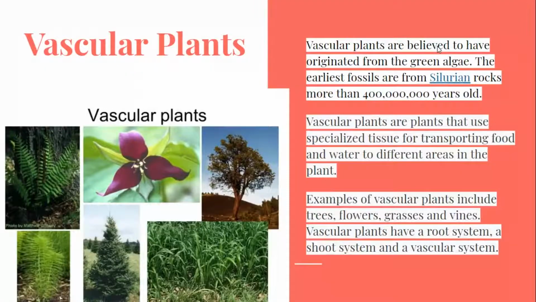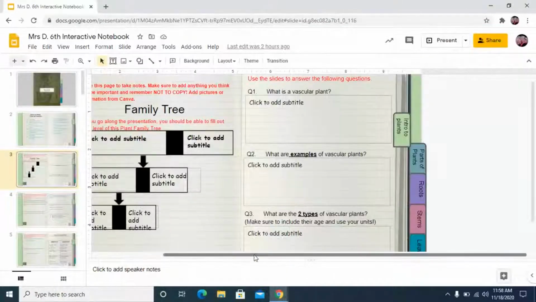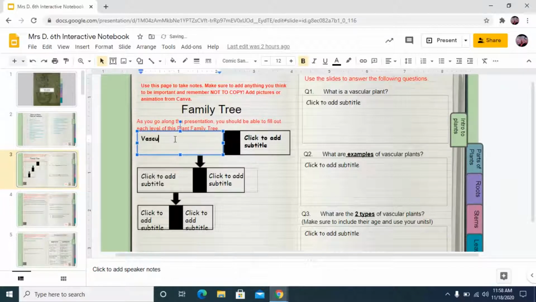All right, so there are 2 types of plants that are found on this planet. There are what are called vascular plants, and there are non-vascular plants. And if we go back to our notes, you will notice that on the first page, it asks you for a family tree. As you go along the presentation, you should be able to fill out each level of this plant family tree. So the very first ones are asking you, what are the 2 main types of plants found on this planet? Well, I just told you. They're going to be vascular, and then on this side is going to be non-vascular.